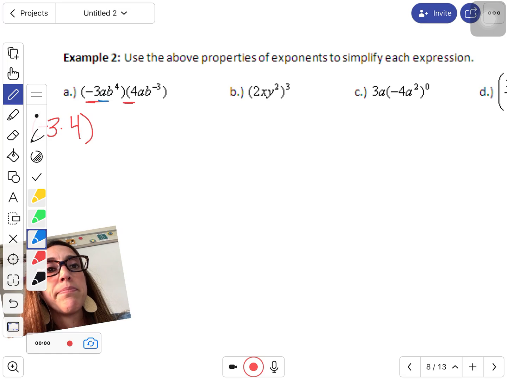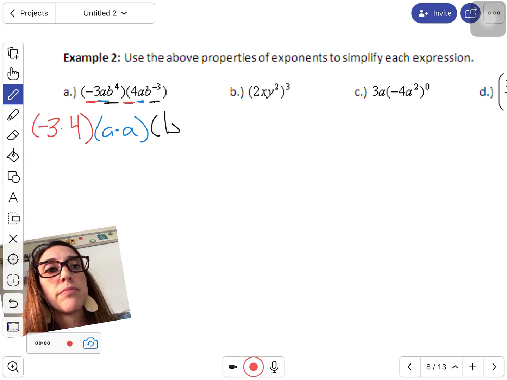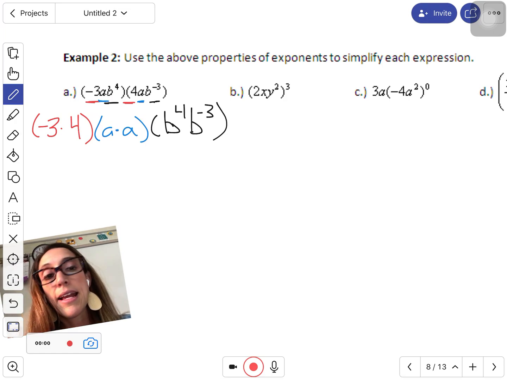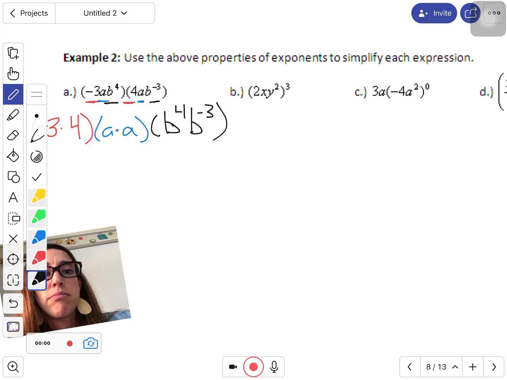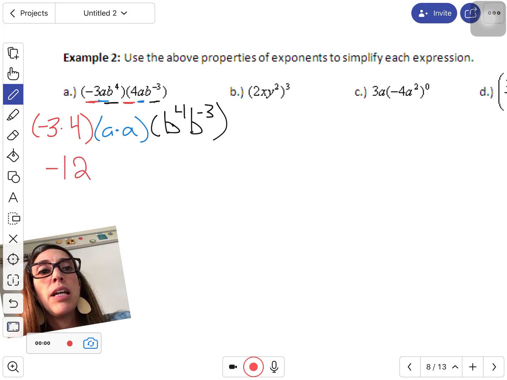And then I have some a's that I can go ahead and put together. And then I have some b's that I can go ahead and put together. And then I can just use my properties where I just add the exponents, right? Not with the product of -3 and 4, though. That's easy. We'll just multiply those two numbers together. You get -12. And then a to the first times a to the first is a squared because you add the 1s.